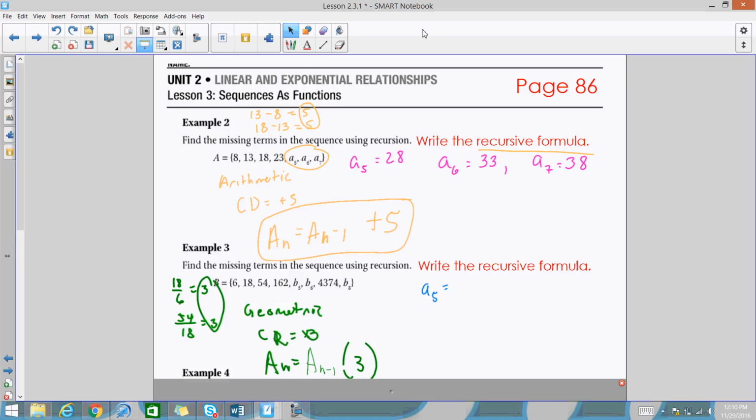All right, so your fifth term, when you multiply 162 times 3, is 486. Your sixth term, you take 486 times 3 and you're going to get 1,458. And then a sub 8, you have to take 4,374, multiply that by 3, and you get 13,122. There you go. That's what you do.